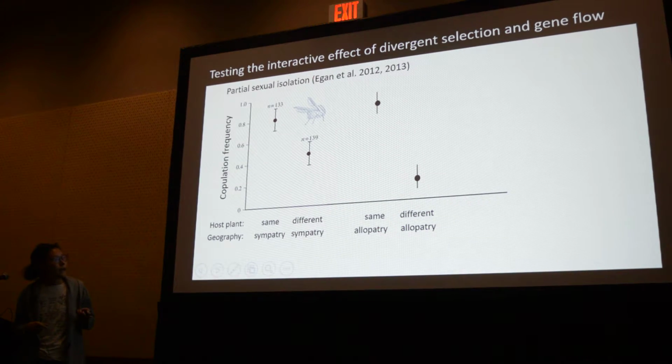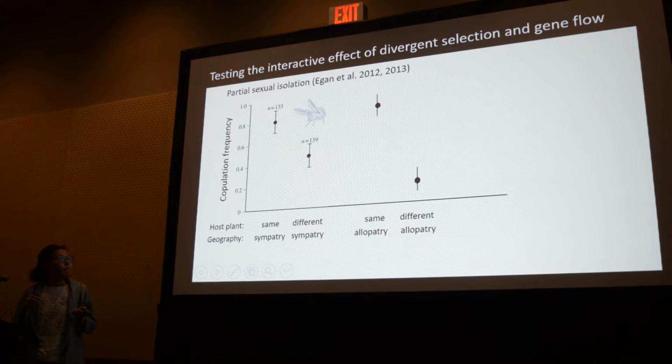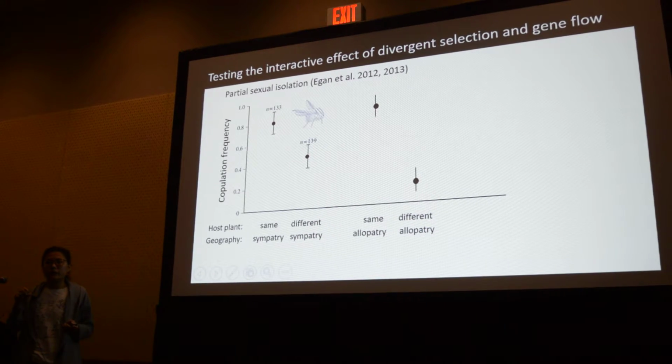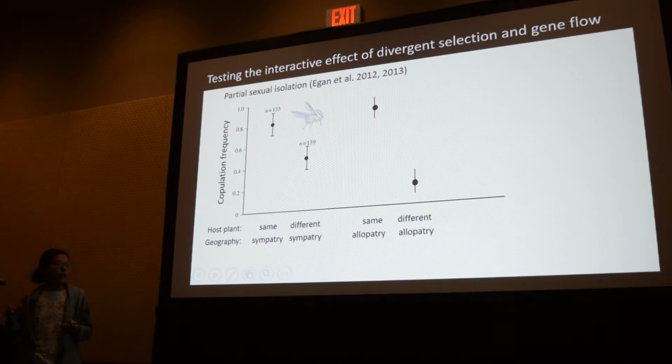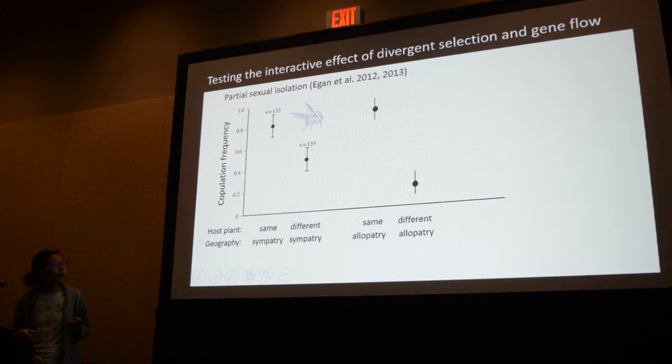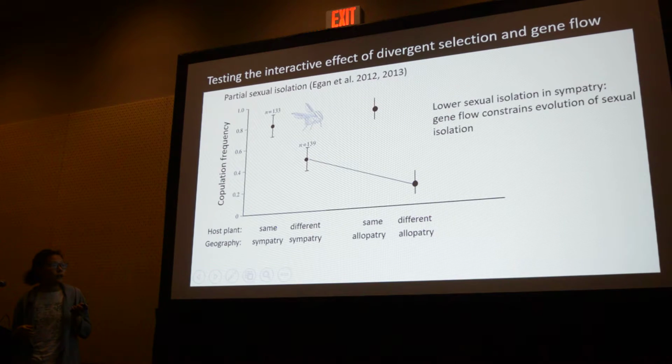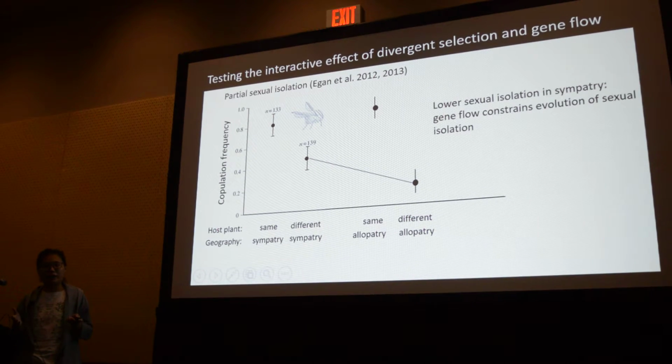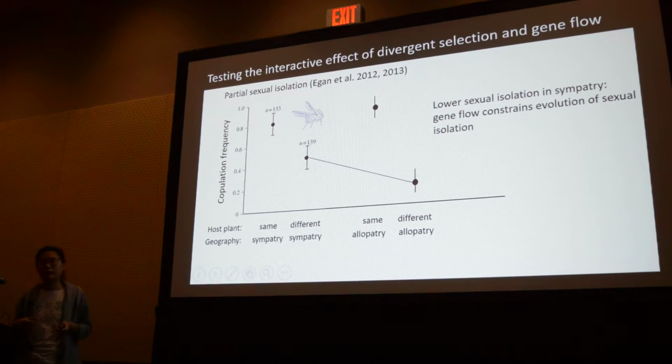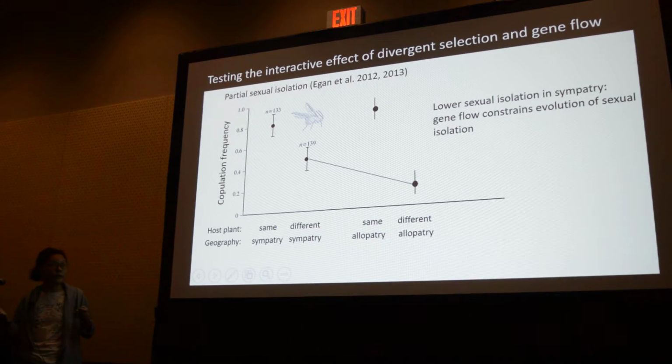So I want to compare whether the degree of sexual selection increases or decreases in allopatric areas. An increase of sexual isolation in allopatric areas would suggest that gene flow constrained the evolution of sexual isolation.